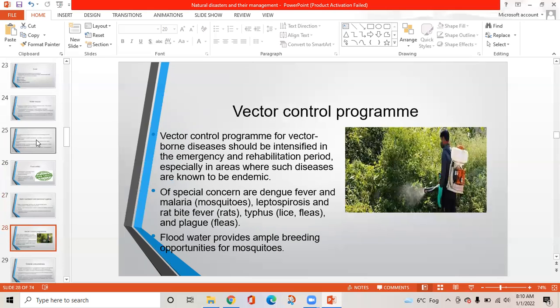Vector control program. Vector control programs for vector-borne diseases should be intensified in the emergency and rehabilitation period, especially in areas where such diseases are known to be endemic. Of special concern are dengue fever, malaria, leptospirosis, relapsing fever, typhus, and plague. Floodwater provides ample breeding opportunities for mosquitoes.